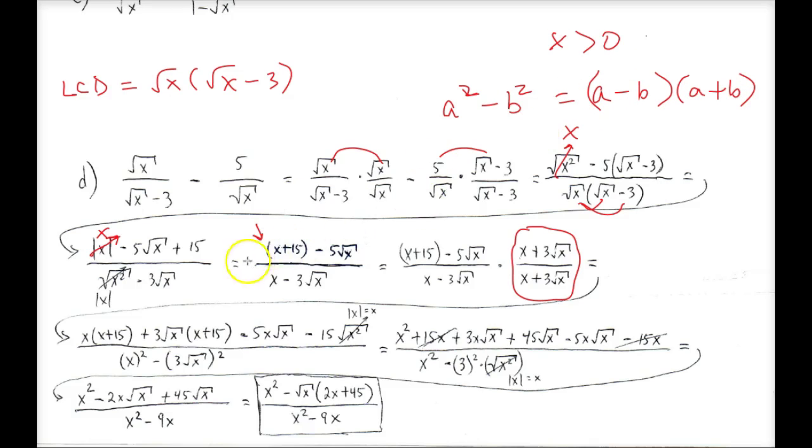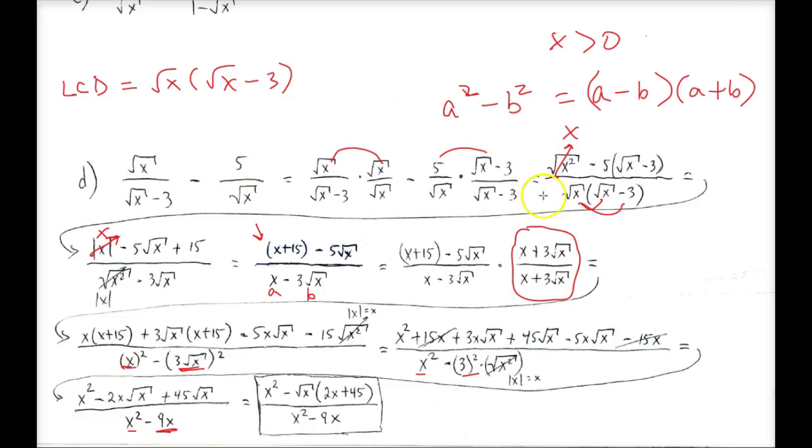So basically we identify a as being x here and b as being 3 times square root of x, and just square both of those and take the difference. So we see that we do that here, and we get the result of just x squared minus 3 squared times x. Okay, and so that ends up being just x squared minus 9x in the denominator.